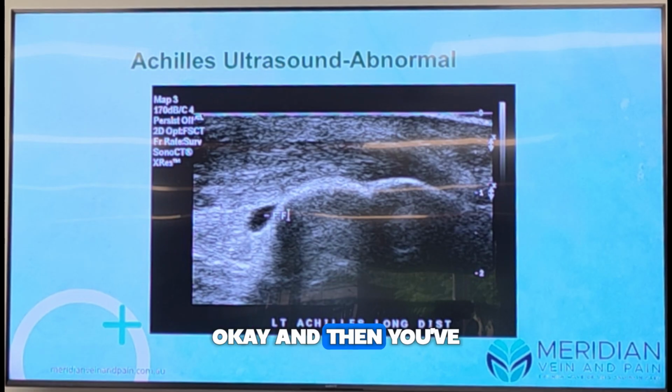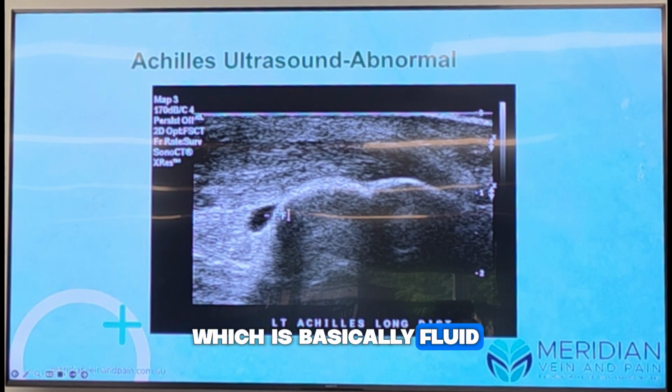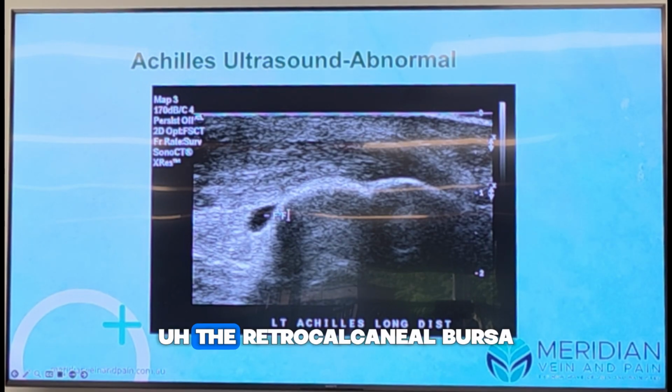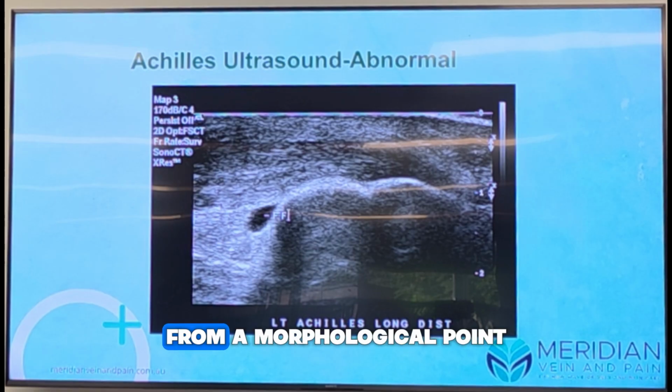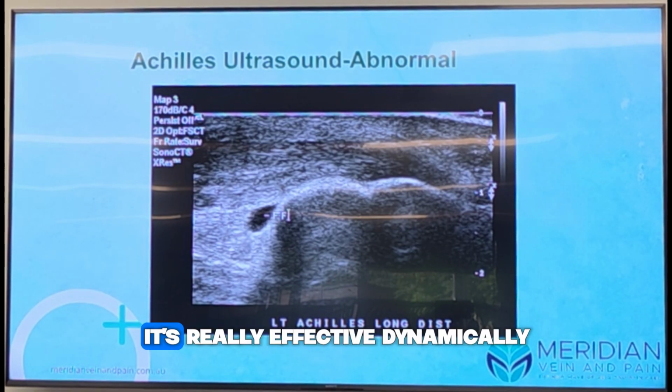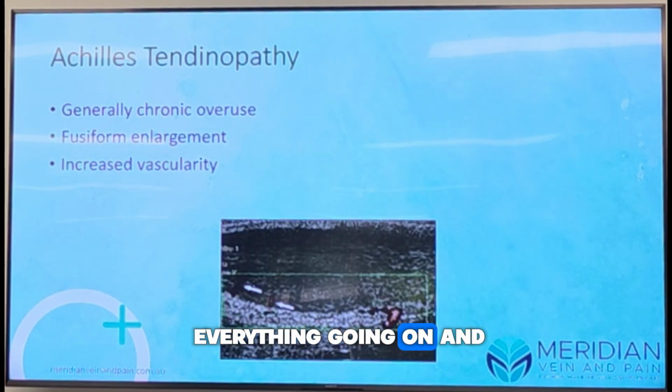Okay, and then you've got this little teardrop structure, which is basically fluid within the retrocalcaneal bursa. And you can also see the morphology of the calcaneus too. So from a morphological point of view, it's really effective. Dynamically, you can actually see everything going on.